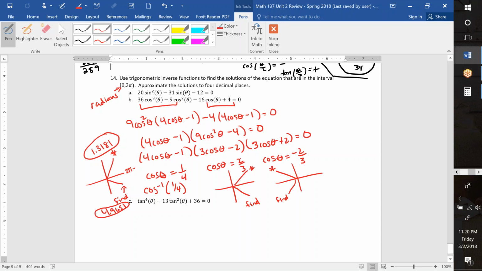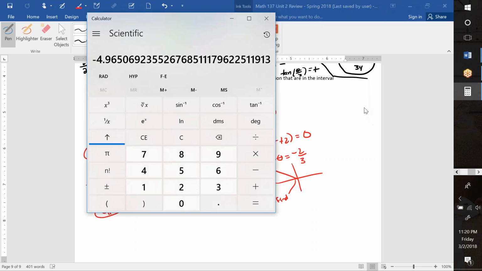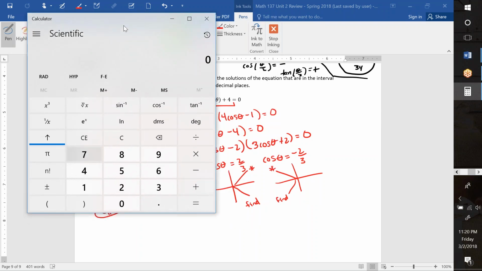And just FYI, if this had said cosine theta equals 7/2, 7/2 is not between -1 and 1. Cosine and sine have to be between -1 and 1. So you would just have a solution that doesn't work. It would be a domain error if you typed it in on your calculator.